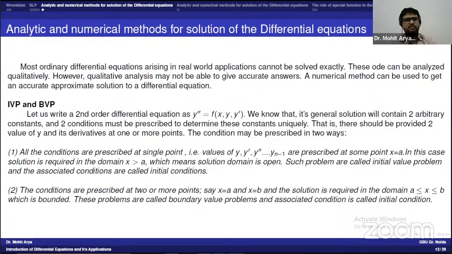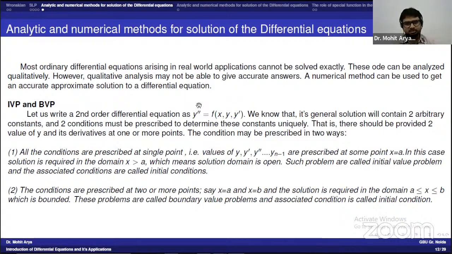So now we will talk about initial value problems and boundary value problems. Let us write a second order differential equation as y double dash plus f(x)y dash. So this is a second order differential equation. Why is it second order? Because here we can see that the highest order derivative is of second order.